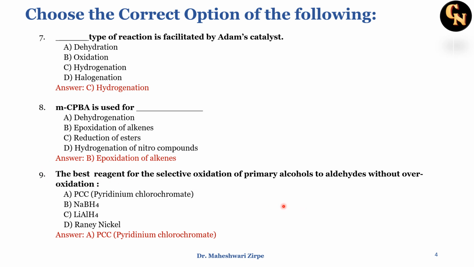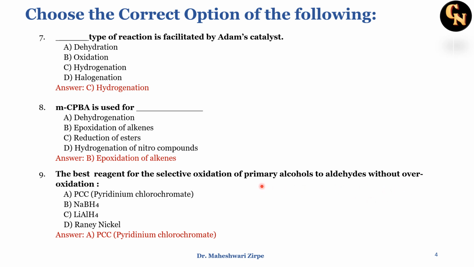Now the next one is: the best reagent for the selective oxidation of primary alcohols to aldehydes without over oxidation. Which of the reagents is going to oxidize primary alcohols to aldehydes without over oxidation? The options given are PCC, sodium borohydride, lithium aluminum hydride, and Raney nickel. If you see the options, pyridinium chlorochromate, that is PCC, is used as an oxidizing agent which is not going to over oxidize.